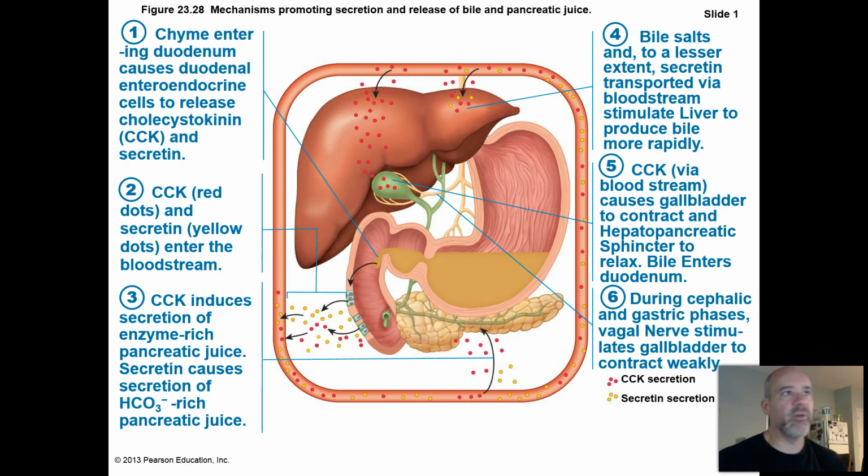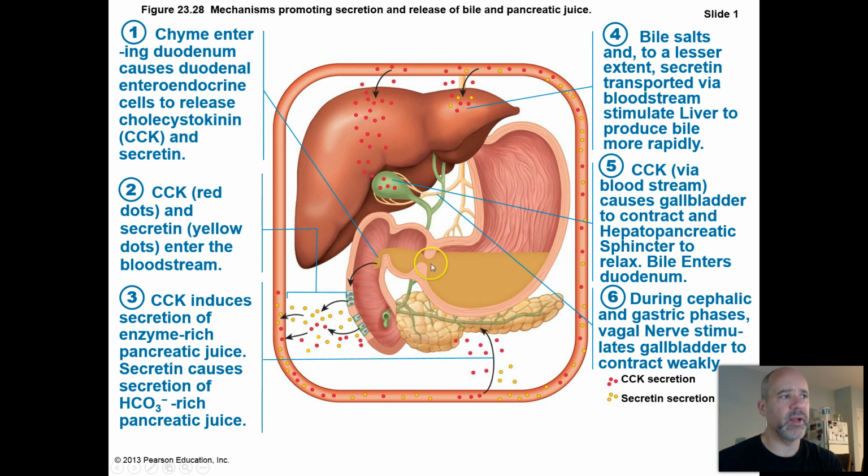The vagus nerve, the parasympathetic nervous system, also stimulates some release of pancreatic juices. This is a diagram from your textbook which summarizes these things pretty well. The little reddish pink circles are supposed to be CCK, and the yellow ones are secretin. These are the two hormones you really need to know about for digestion. I know your textbook provides some additional details, but I'm cutting back on many of those details.